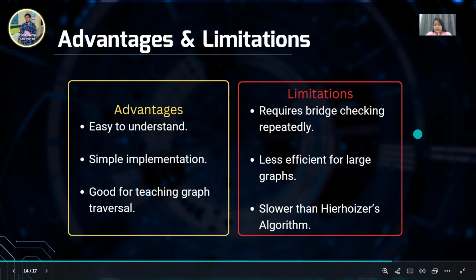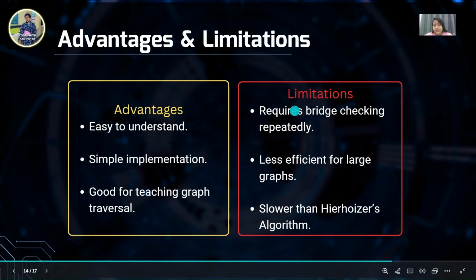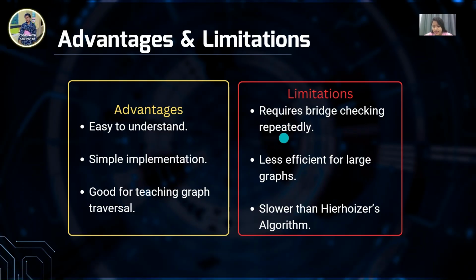Let's look at the advantages and limitations of Fleury's algorithm. Advantages are easy to understand, simple implementation, good for teaching graph traversal. The limitations are requires bridge checking repeatedly, less efficient for large graphs, and slower than other algorithms.